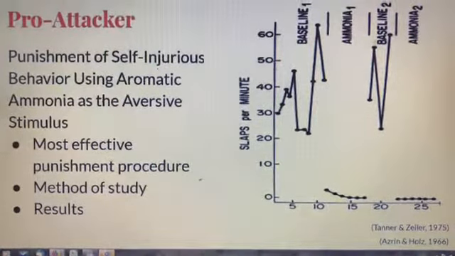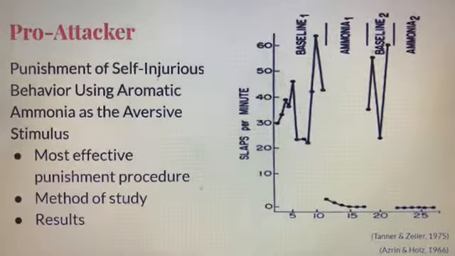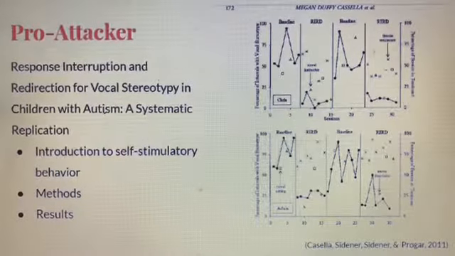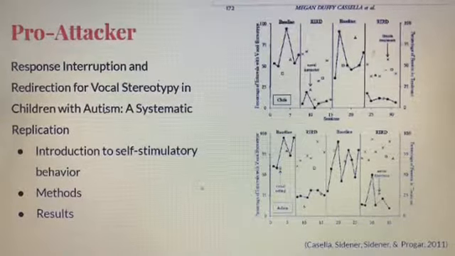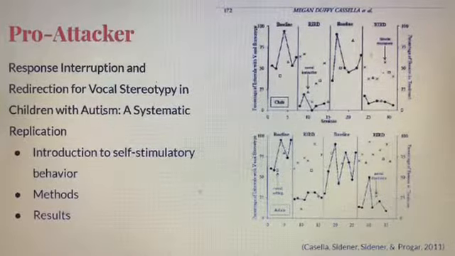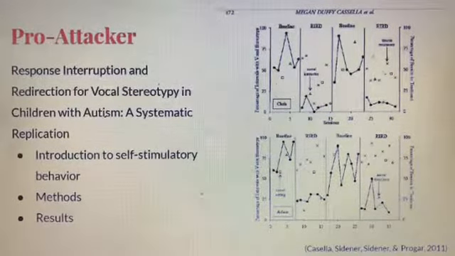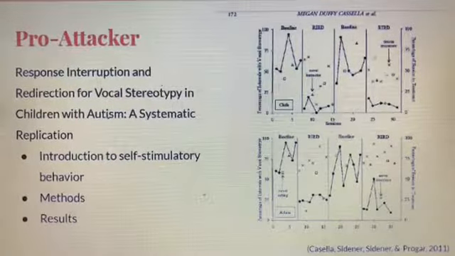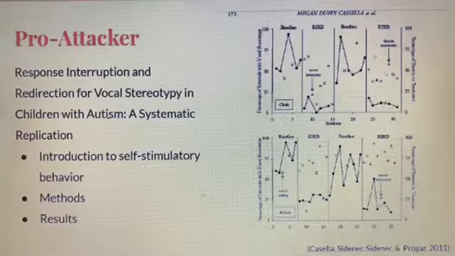Self-stimulatory behavior is another concern for people on the spectrum, as it can severely impact their ability to learn and can be socially significant. One method of punishment that has been extremely effective when decreasing self-stimulatory behavior is response interruption redirection. A study was done called Response Interruption Redirection for Vocal Stereotypy in Children with Autism, a Systematic Replication. It looked at the effectiveness of response interruption and redirection on decreasing self-stimulatory behaviors.